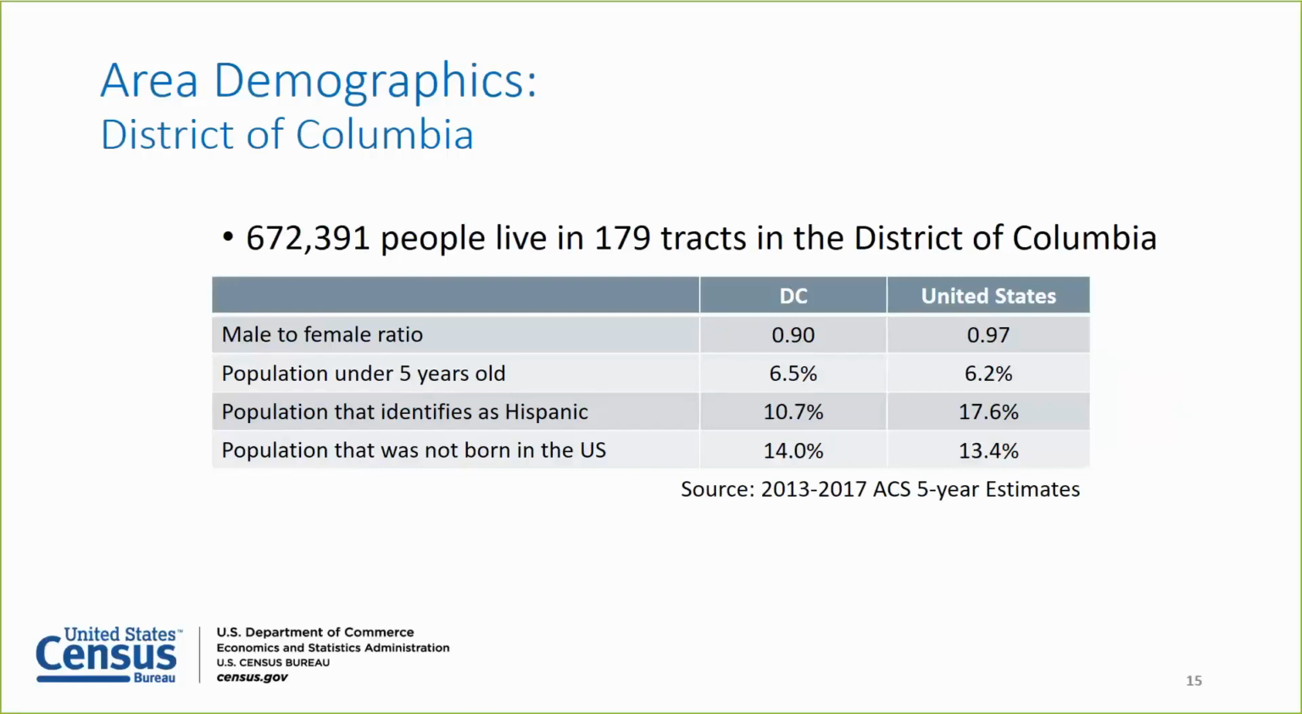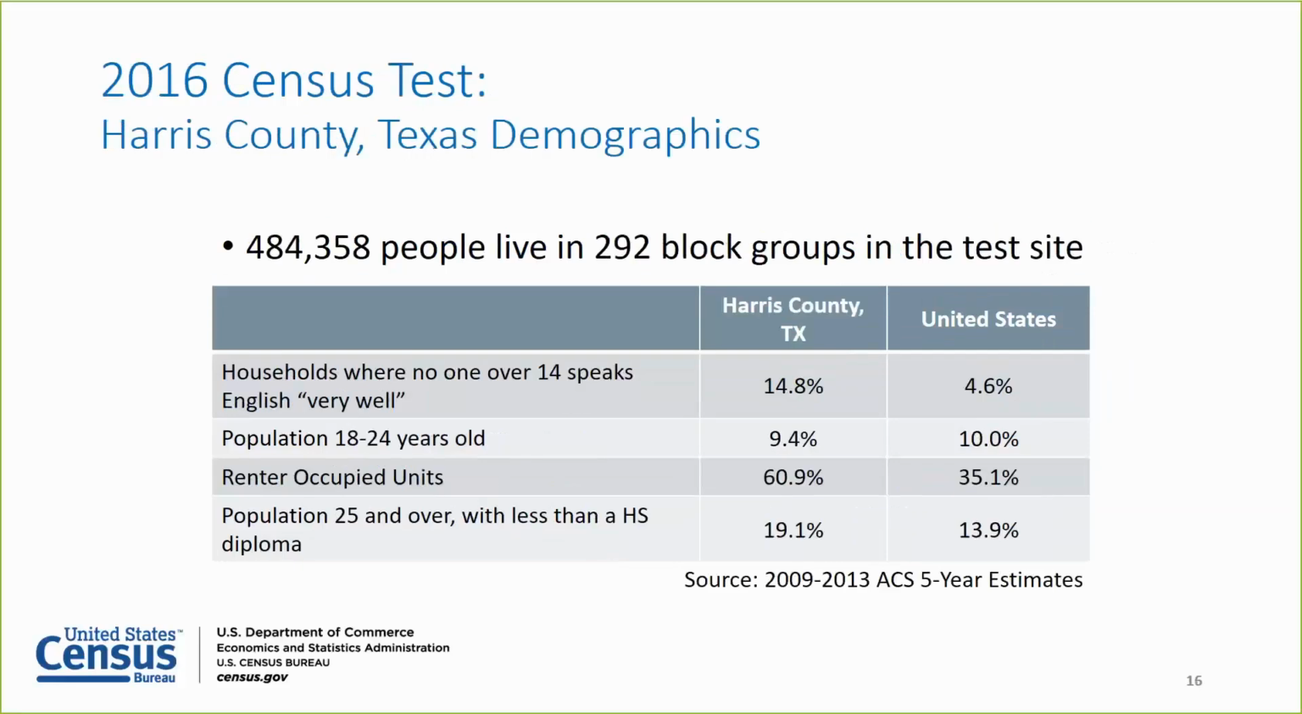The male to female ratio is pretty on par with the U.S. national average. The population under 5 years old is also pretty similar to the national. The population that identifies as Hispanic is a little lower in D.C. than the U.S. national level. And the population that was not born in the U.S. is also on par with the U.S. as a whole. So that's an example of some interesting data you can pull quickly.